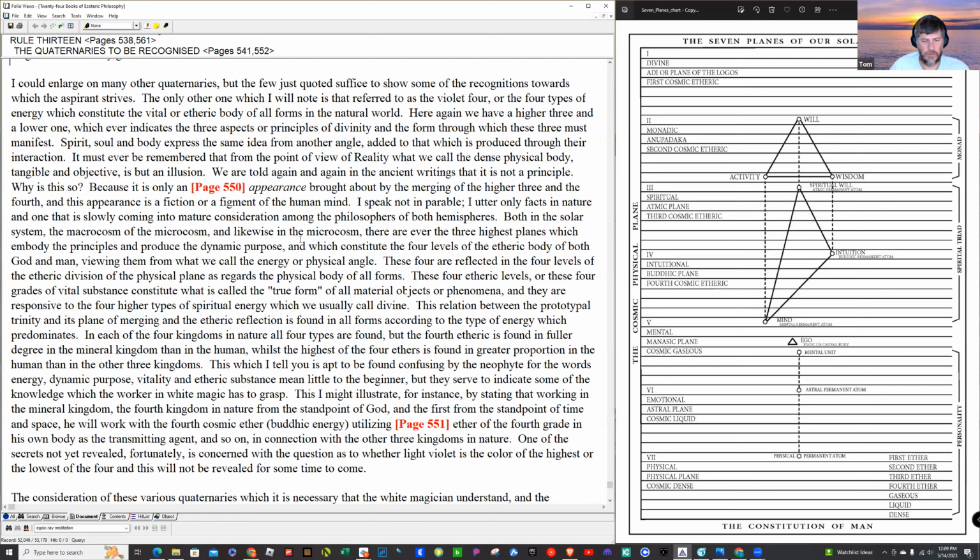This I might illustrate, for instance, by stating that working in the mineral kingdom, the fourth kingdom in nature from the standpoint of God, and the first from the standpoint of time and space, he will work with the fourth cosmic ether, the Buddhic energy, utilizing ether of the fourth grade in his own body as the transmitting agent, and so on, in connection with the other three kingdoms in nature. One of the secrets not yet revealed, fortunately, is concerned with the question as to whether light violet is the color of the highest or the lowest of the four, and this will not be revealed for some time to come.